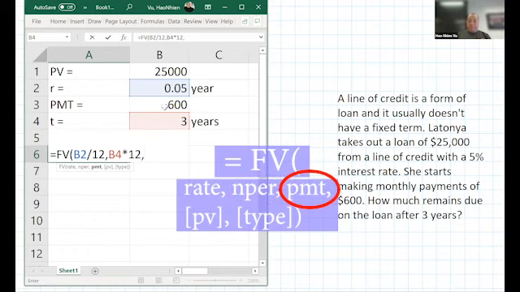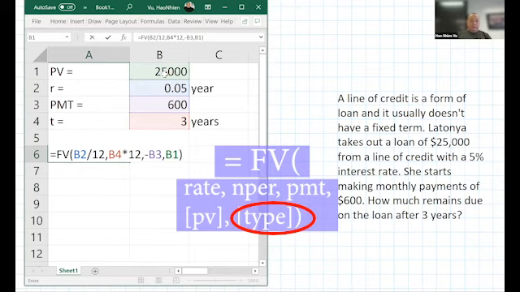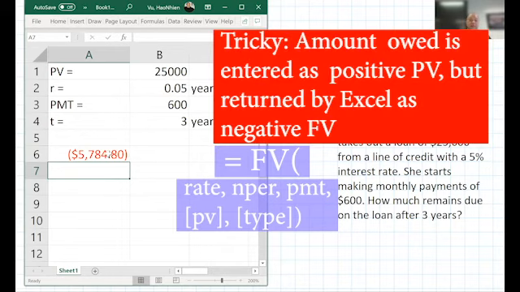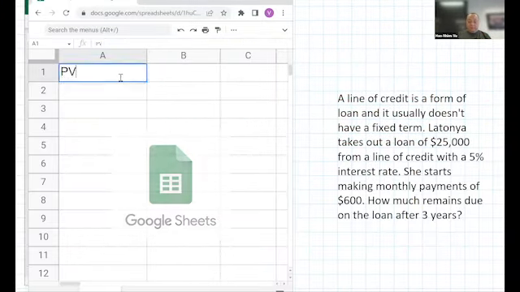The amount of payment is 600, but because Latanya is paying out, it is negative 600, comma, and next is the present value. Present value is this number, and the type is default to 0, so I'll just close parentheses and I hit enter, and I get a negative 5784.80. That negative means I still owe, Latanya still owes $5,784. It's a little tricky that this is positive and that's negative. Let's now do this on Google Sheets.